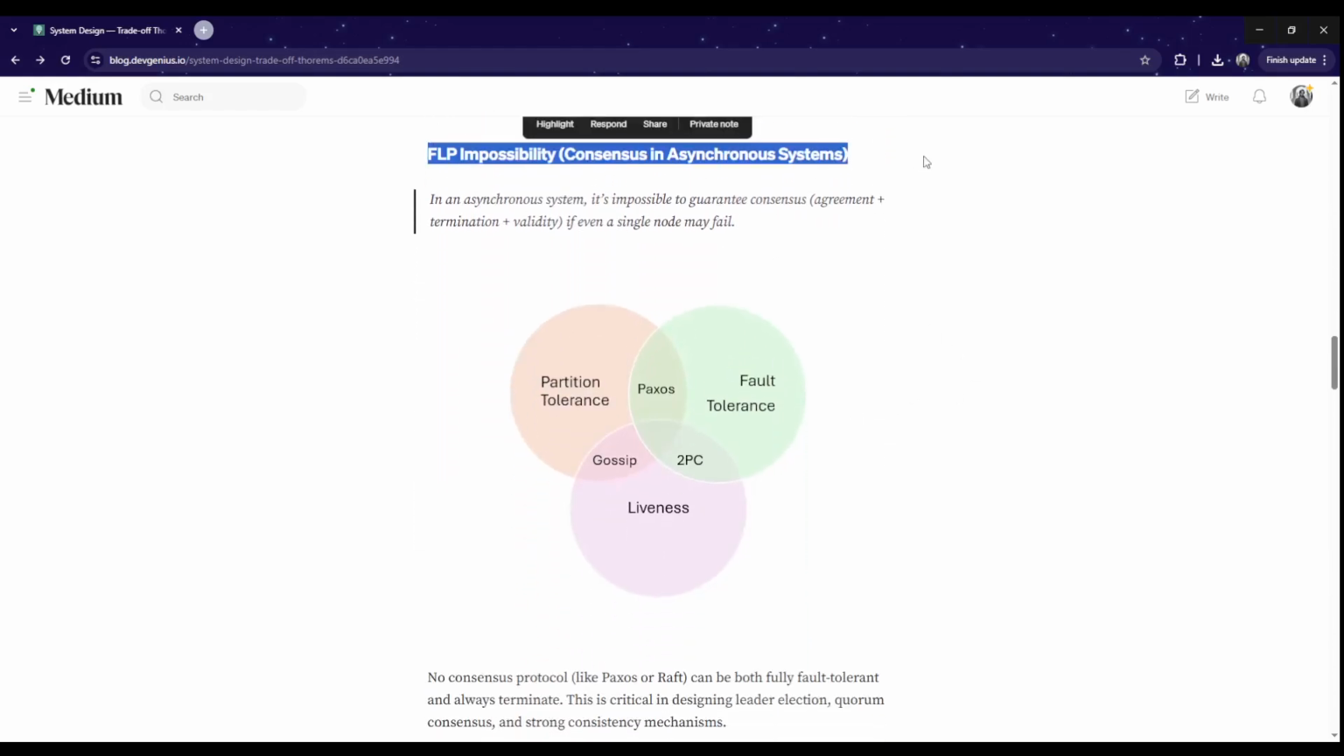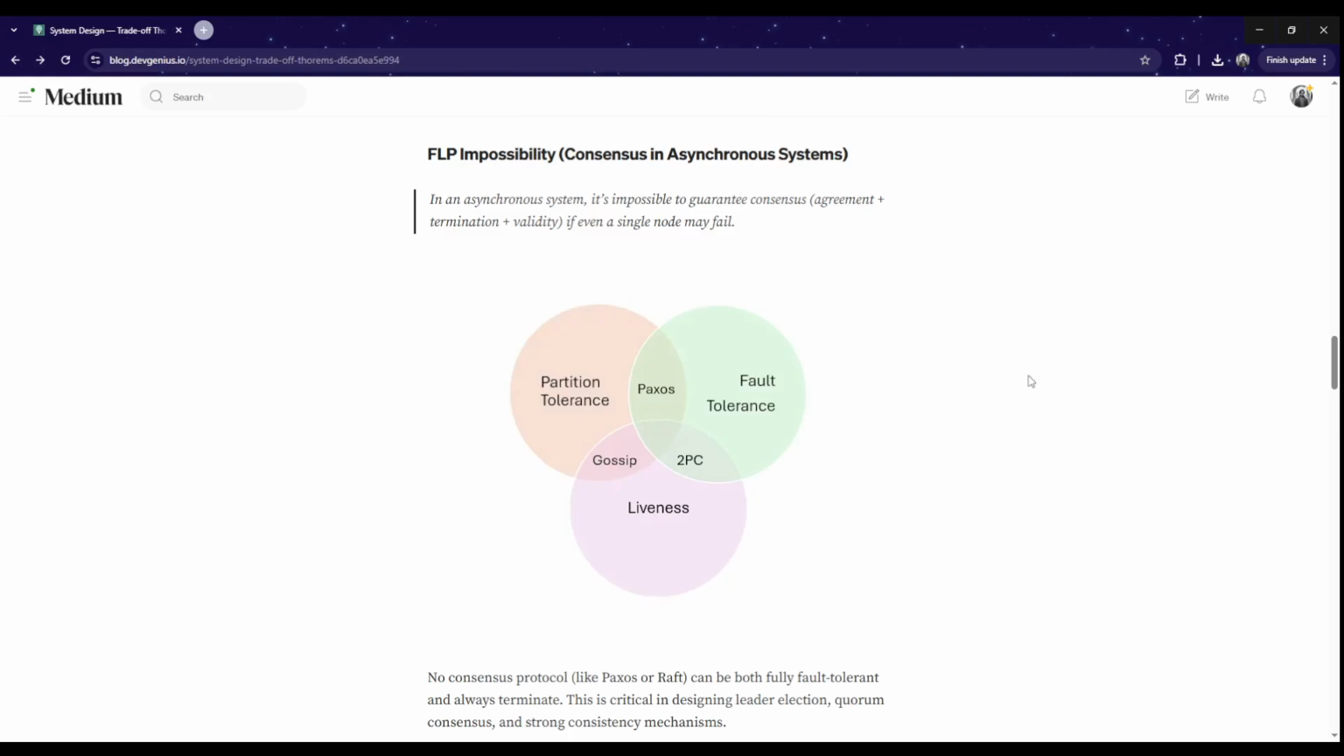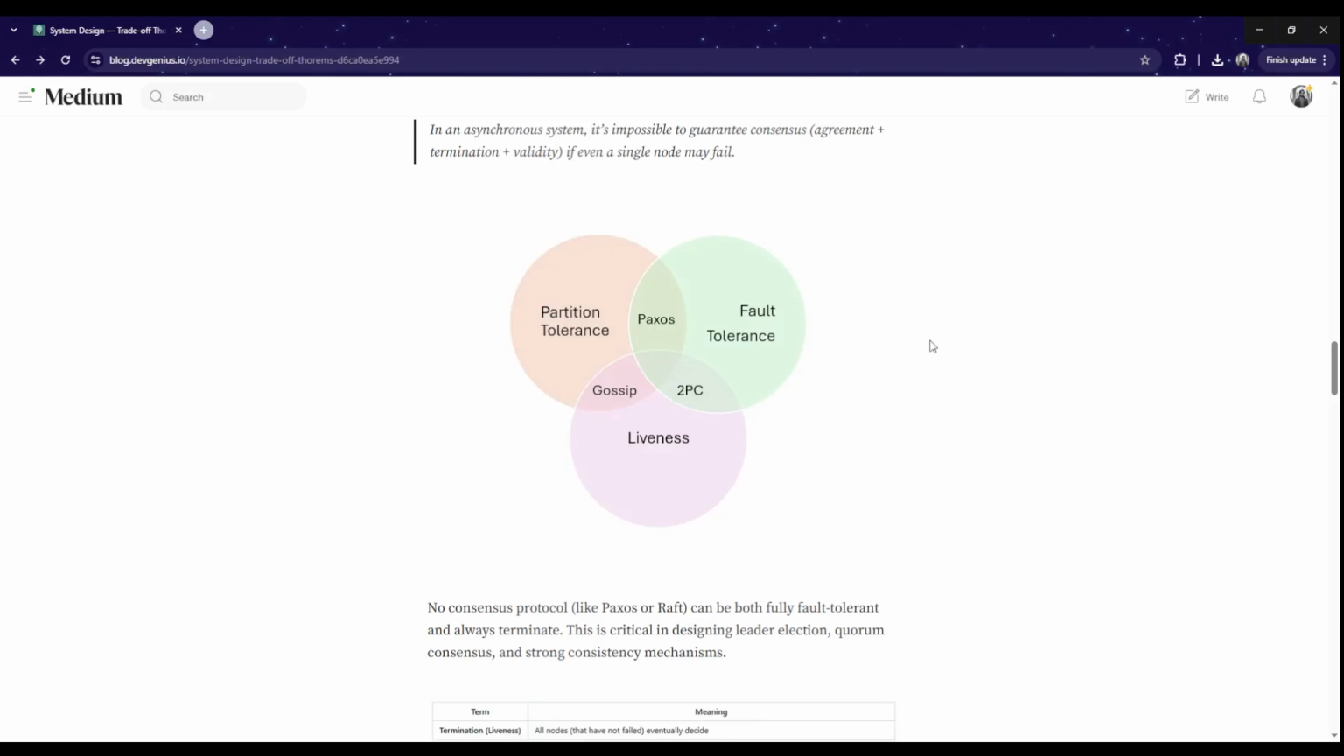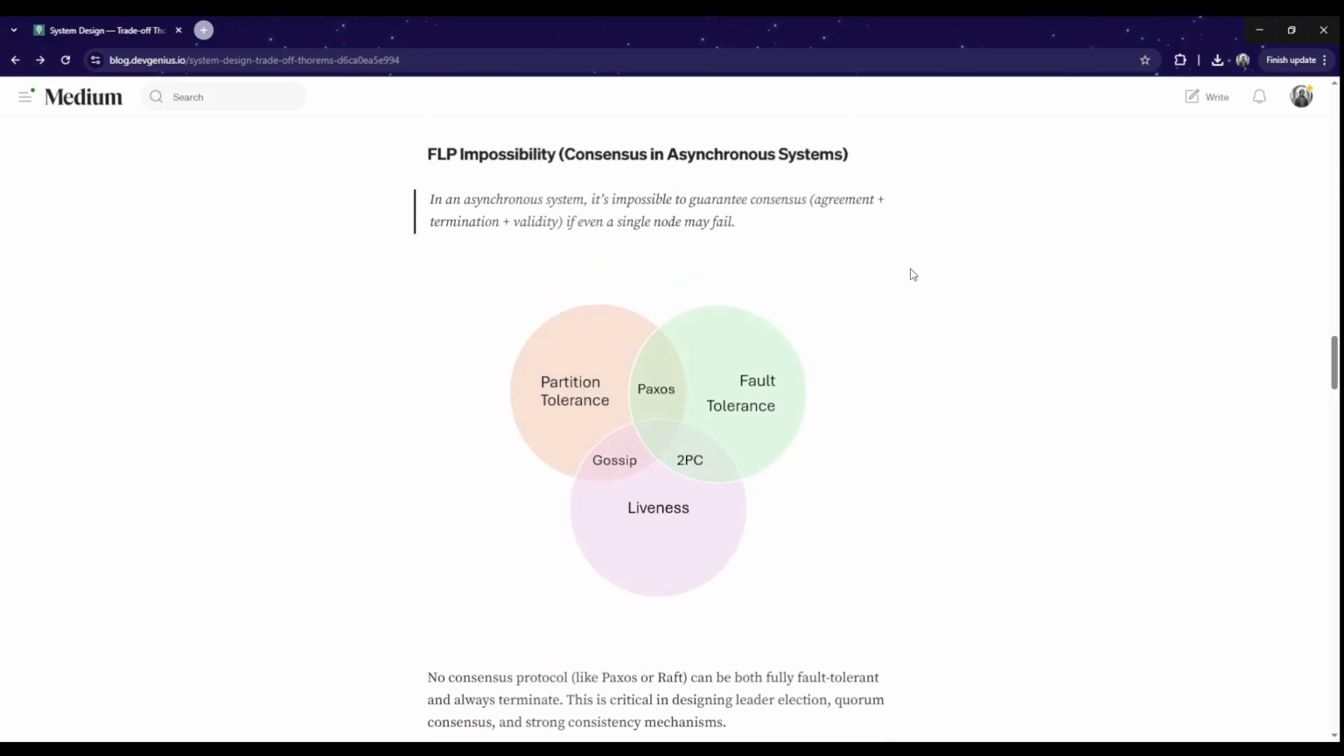Then we have another trade-off theorem, which is FLP impossibility. This is for consensus in asynchronous systems. What it says is that in an asynchronous system, it is impossible to guarantee consensus if there is a node failure. So what it says is agreement, termination, and validity. These are three different areas, and we can only choose two. We can't choose all three.